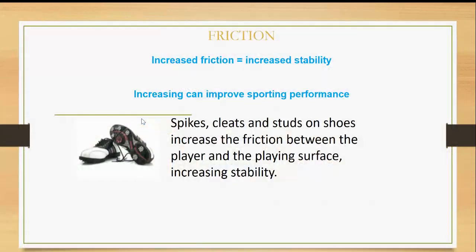The last thing affecting stability is friction. So if you have increased friction, you have increased stability. You're going to be harder to move. It's going to take more to move you. Increasing friction can improve sporting performance. So spikes, shoes in order to allow your feet to grip on a surface, whether that be cricket spikes, athletic spikes, football studs. There is a million different types, but they are all designed to increase friction and therefore increase your stability.